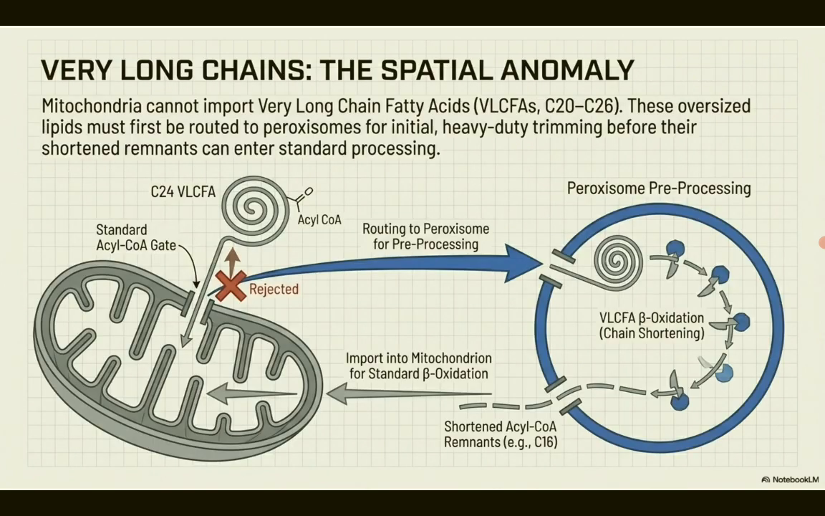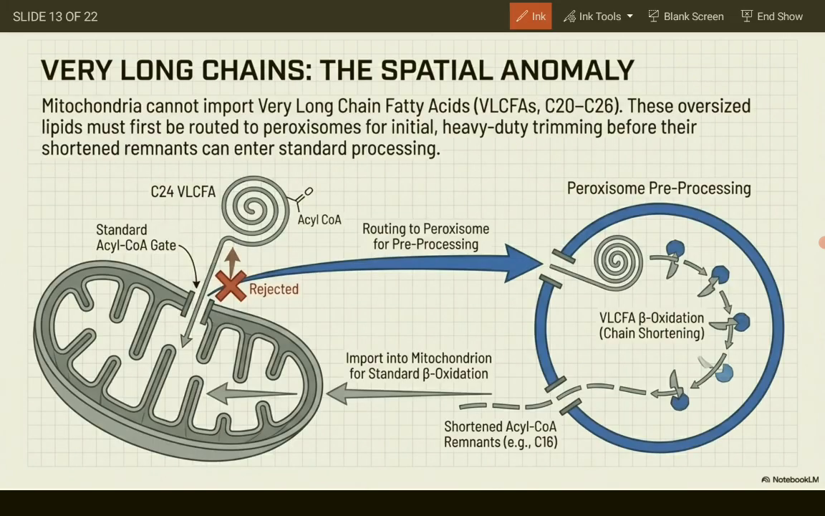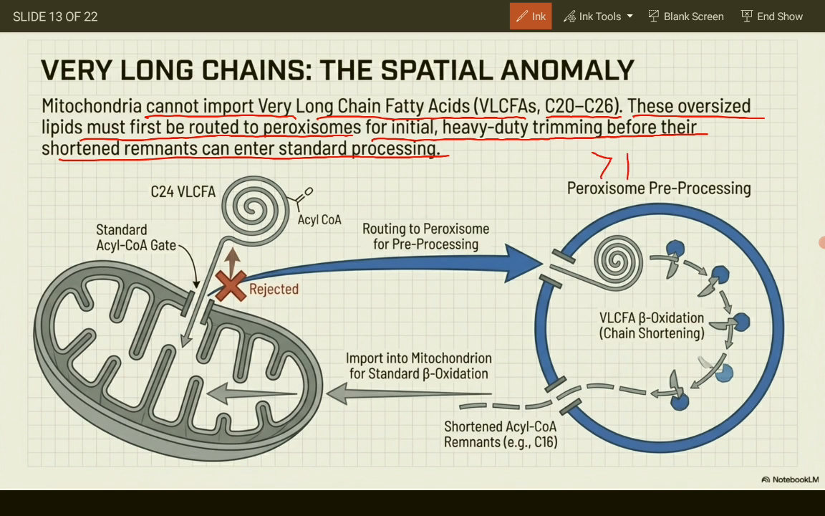Moving on to the next slide. Very long chain, the spatial anomaly. Mitochondria cannot import very long chain fatty acids, VLCFA, C20 to C26. These oversized lipids must first be routed to peroxisomes for initial heavy duty trimming before the shortened remnants can enter the standard processing. So a molecule that has over 16 carbons cannot easily enter the mitochondrial matrix, right?